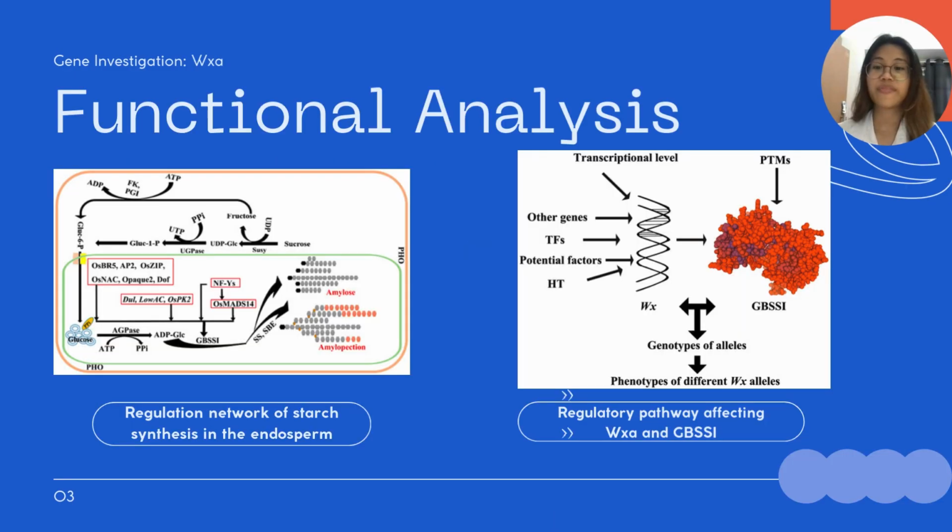Now let's dive into the functional analysis of waxy gene A. So the figure on the left shows the starch synthesis in the endosperm wherein the production of GBSSI can either increase or decrease amylose content, thus changing the quality and texture of rice.